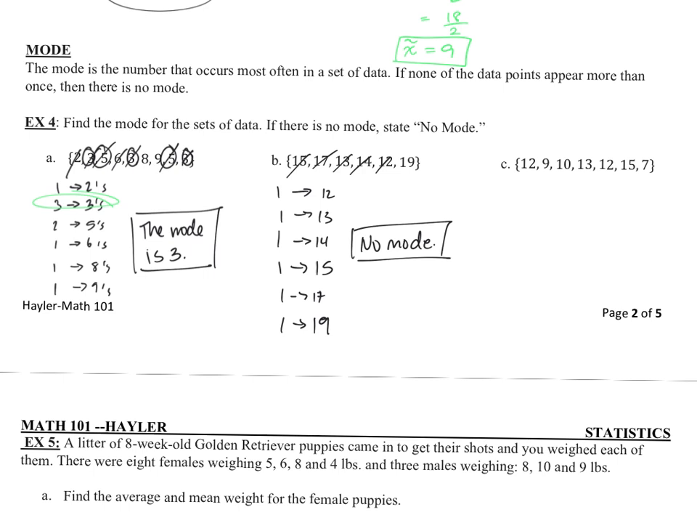Alright, let's take a look at C. Go ahead, pause the video, try this one by yourself as usual. Alright, so hopefully you've paused it. Let's see, we have 1 7, 1 9, 1 10, 2 12s, 1 13, and 1 15. Okay, so the one that appears the most is the 12s, which means the mode is 12.